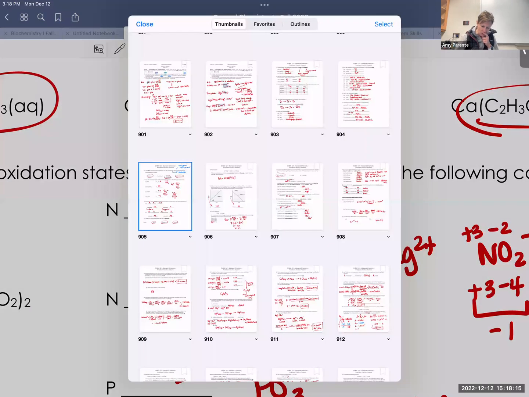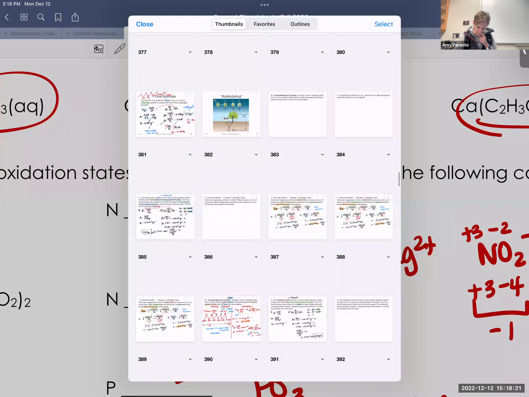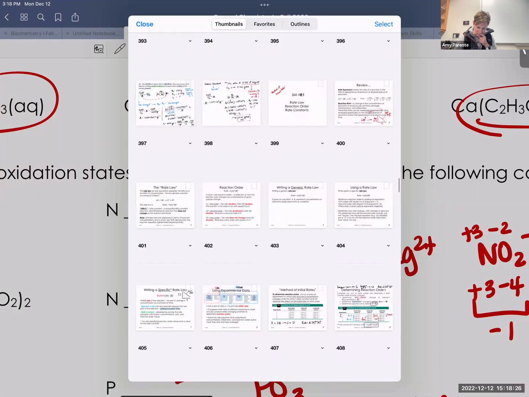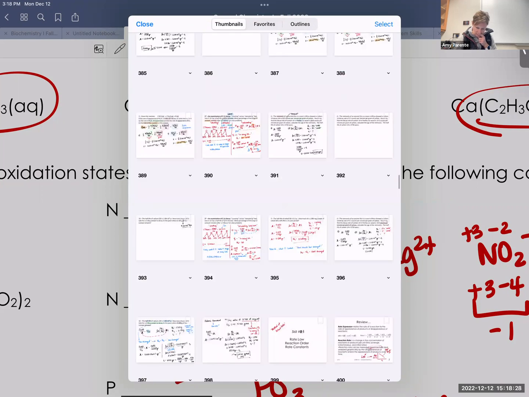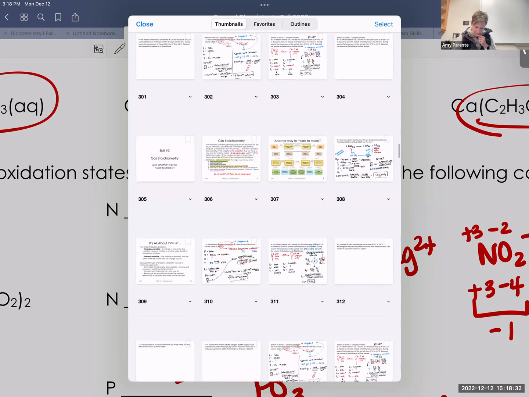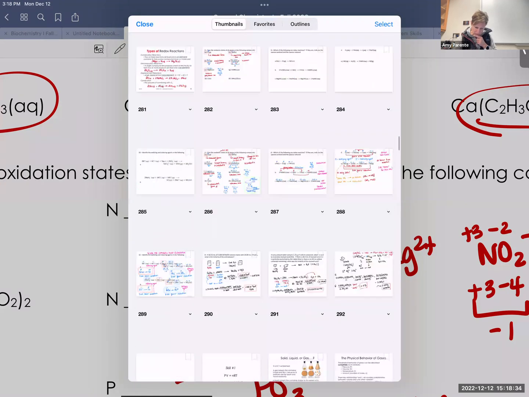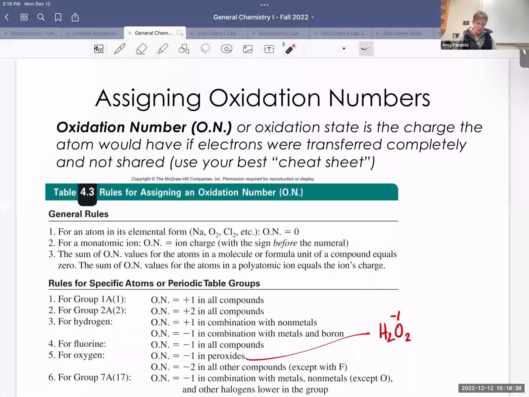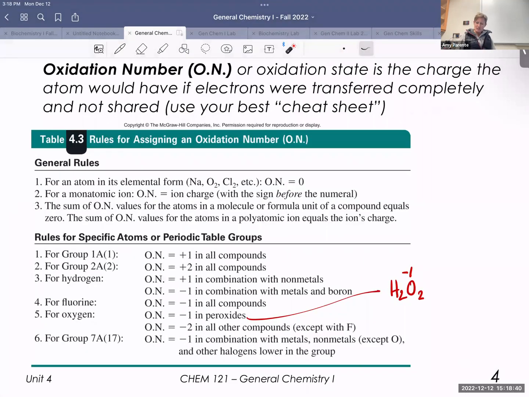I'm going to kind of go backwards for a minute here before we come back to this problem. That's kinetics, so I got to go earlier. I wanted to show you where this table is. So it was at the very end, right before gas stuff here. This table, when we're assigning oxidation numbers, okay? So if you go back to unit 4 and look at the notes there, you can find this table.